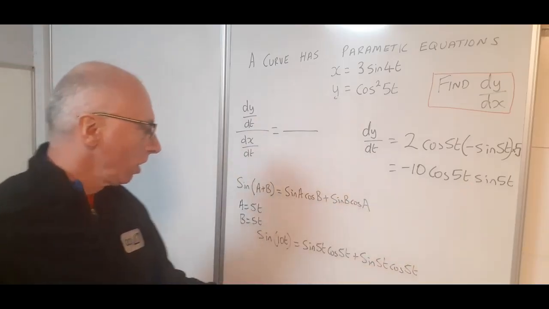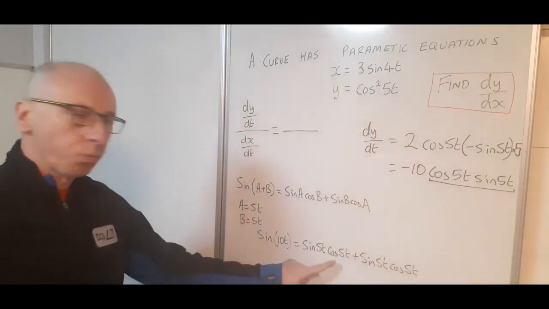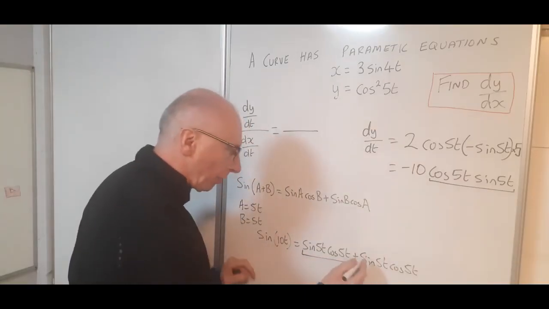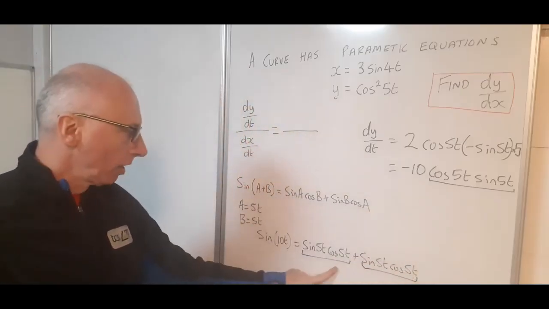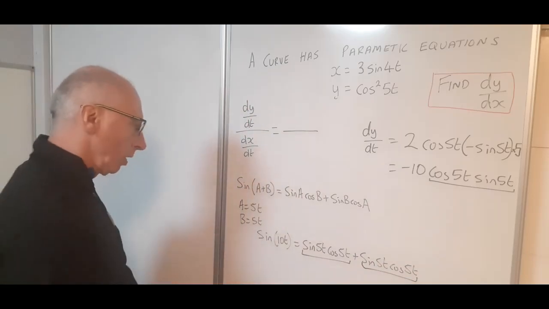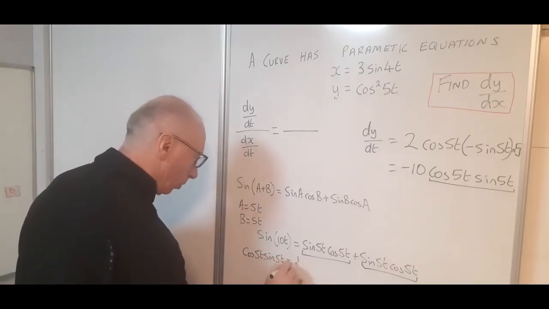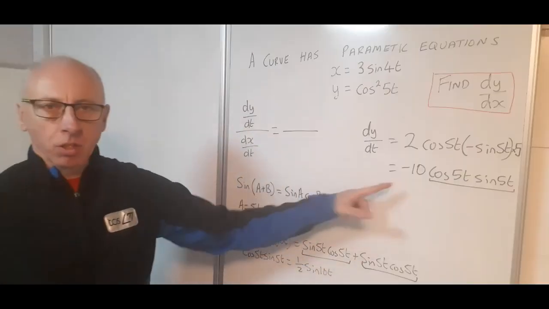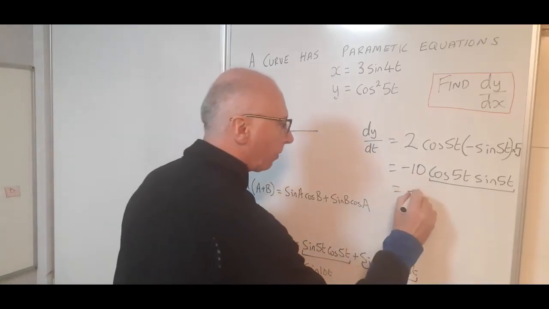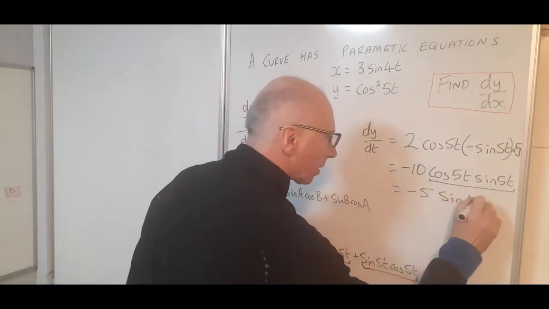If I just look at this bit, that bit there is just one of these, but I've got 2. So this here is only half of what I've got here. Therefore, if I divide this by 2, I've then got this one here. So cosine 5t sine 5t equals 1/2 of sine 10t. Then what I can do is simplify this off, multiplying by 1/2. So I've got minus 5 sine 10t. That takes care of that one.